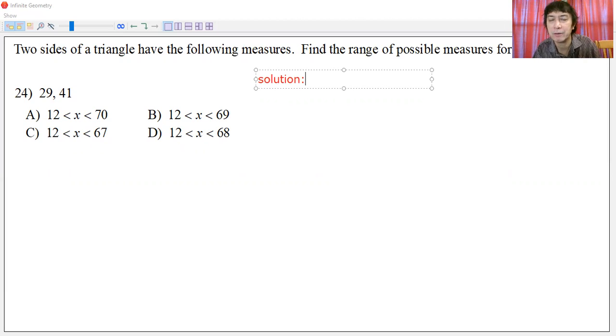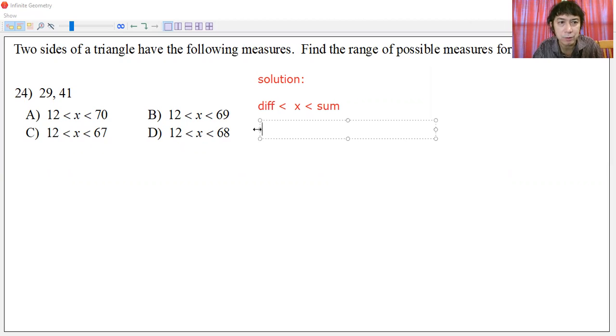Okay, two sides of a triangle have the following measures. Find the range of possible measures for the third side. Okay, we have the sides 29 and 41. And so we have the formula. Okay, we have the difference, which is the larger minus the smaller, of course. So we will have 41 minus 29. And then the sum is, of course, 29 plus 41 there.